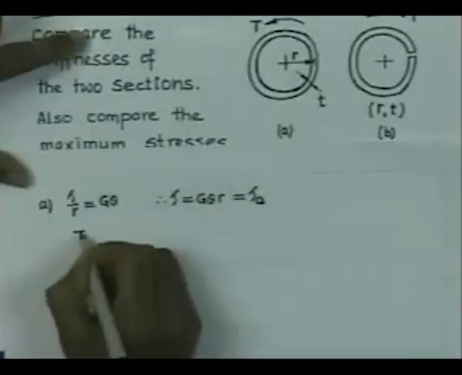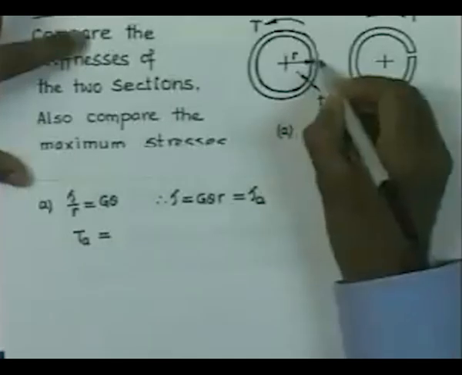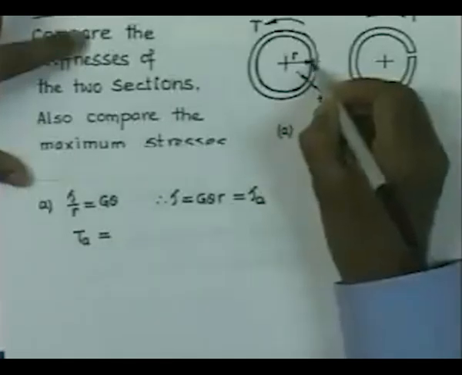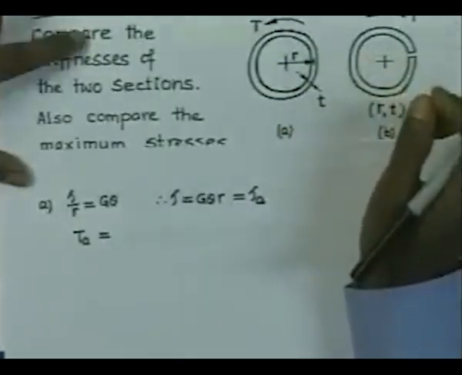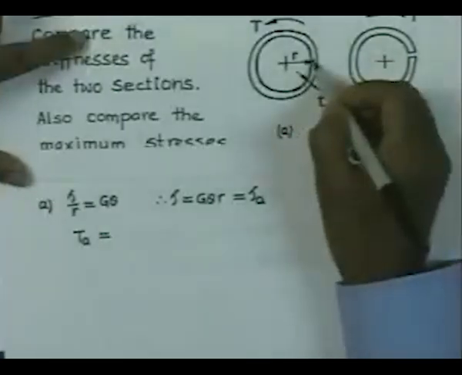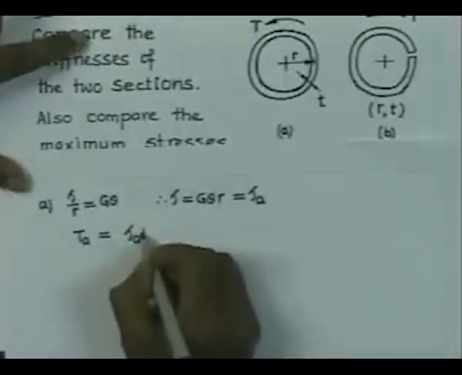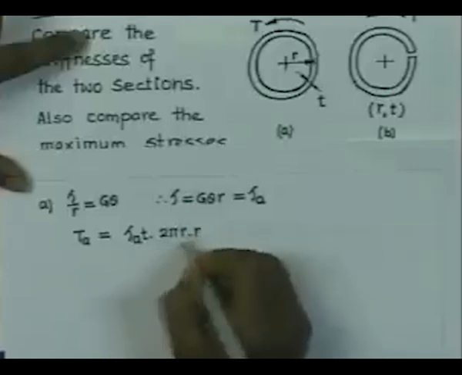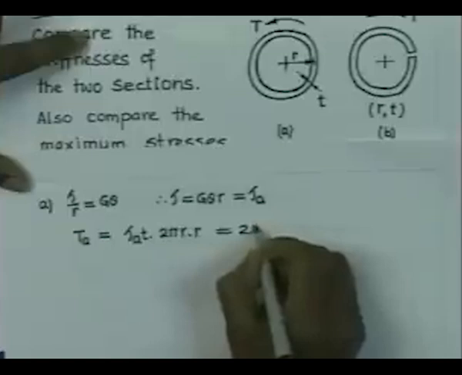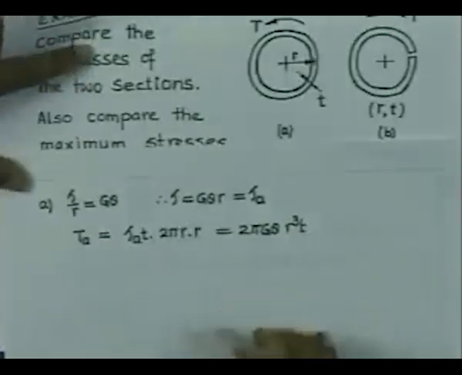Now, T A. Since it is a thin section, we can consider the shear stress to be uniform all along the thickness, and therefore, shear flow is constant, and shear flow is tau A into t, and that is the force per unit length of the boundary. And if we consider the whole boundary, which is 2 pi r, the total shear force is nothing but 2 pi r into tau A into t, and if we take the moment of those forces about the center, we have to multiply by r. So, this moment is tau A into t, that is the shear flow, multiplied by the total circumferential length, that gives us the total shear force, and it is acting at a distance of r. So, that is the total moment, and therefore, this is 2 pi G theta r cube into t. That is the torque in case number 1.